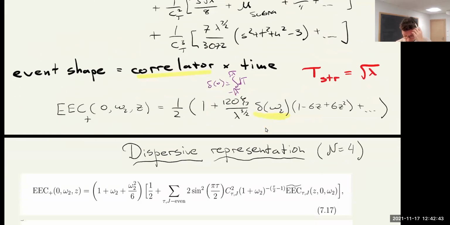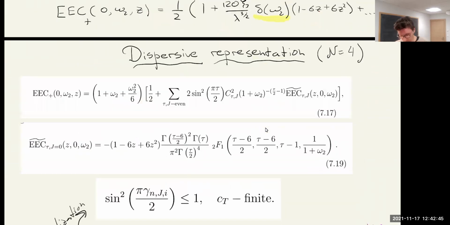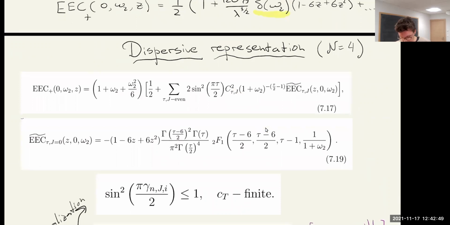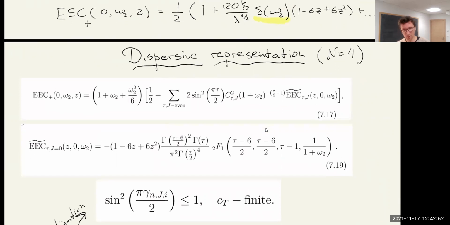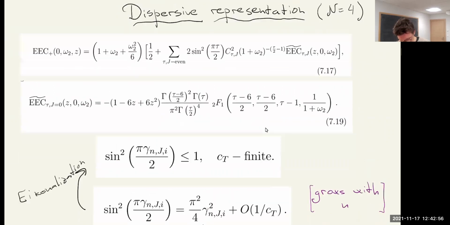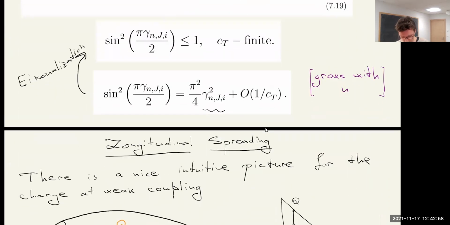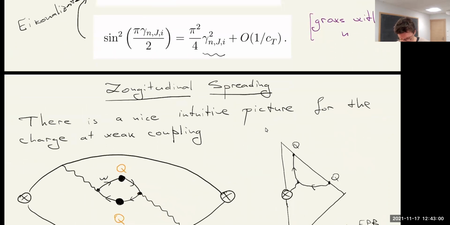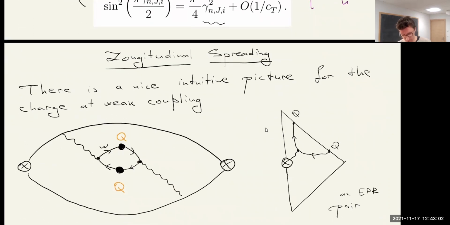Now, there is an interesting comment: how does it happen physically? What is a physical picture for this? Is there a way to think about this in some nice physical way? There is a nice picture which we can draw at weak coupling. However, this picture is for the charge-charge correlator. So let me consider now the following process.